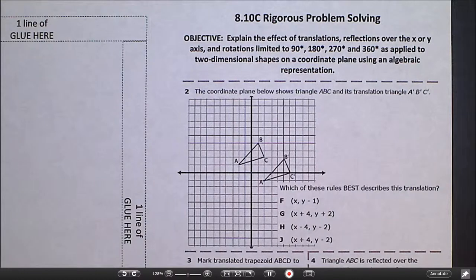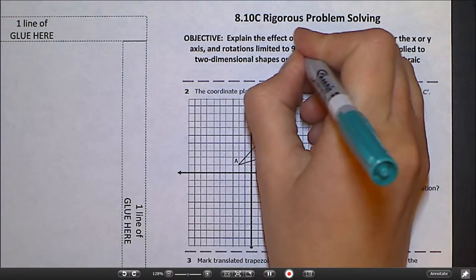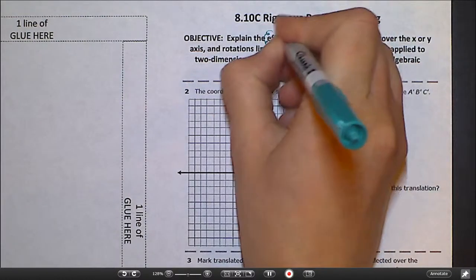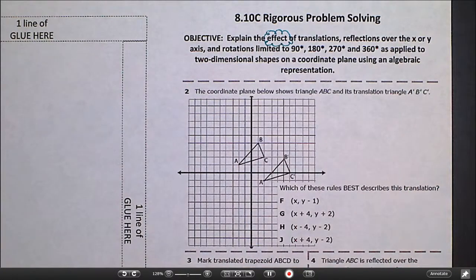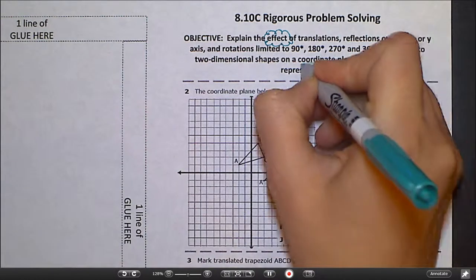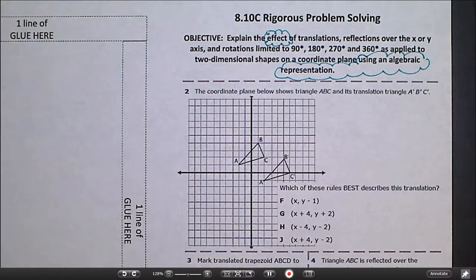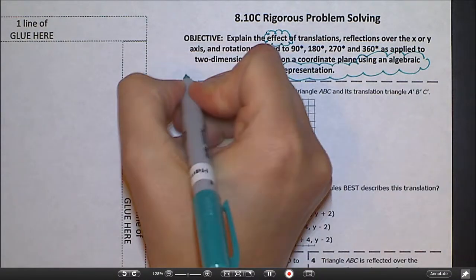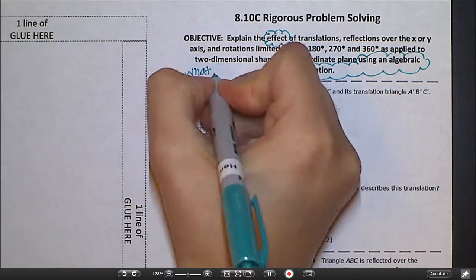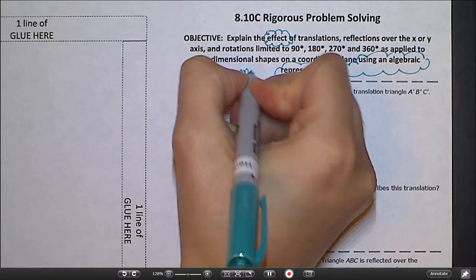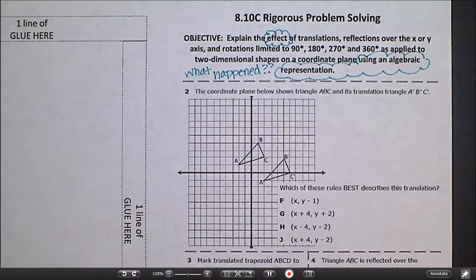We're only dealing with three types of transformations. We're going to be talking about the effect, and you have to be able to explain it using an algebraic representation. So that means we're not going to be telling each other what is the new point. We're going to be deciding what happened to the x coordinate and what happened to the y coordinate. So I'm going to put that down as a piece of notes here. What happened? Okay, that's what today is all about. What happened to the x and what happened to the y.